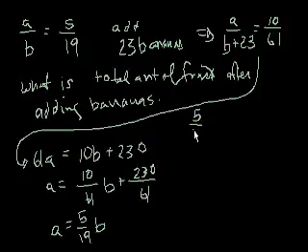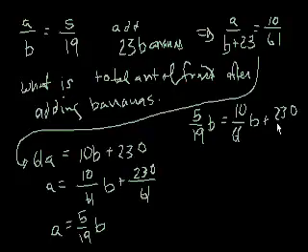and we get 5 over 19 b is equal to 10 over 61 b plus 230 over 61. And we solve for b. Well, this might seem complicated to you at first, but it's just a basic linear equation. And for the sake of time, because I only have 2 minutes left in this YouTube video, I'm just going to solve for b, and you get b is equal to 38.